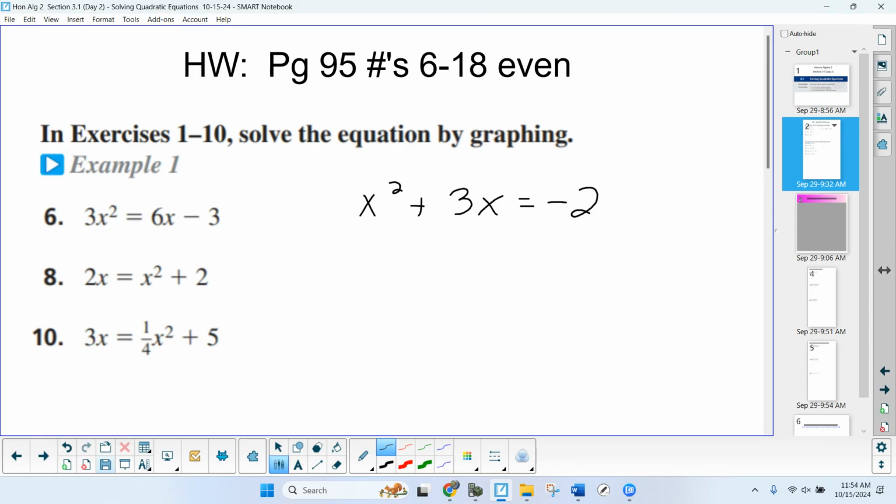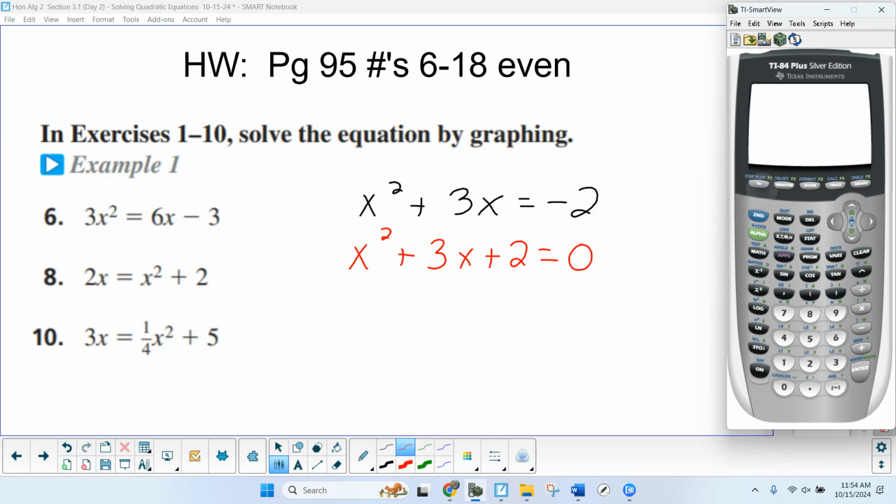So, what did you do first before you could put this in your graphing calculator, Kaden? Add 2, so you get x squared plus 3x plus 2 equals 0. So now you went to your graphing calculator, and in y equals, cleared out anything that you had in there. Make sure your plot is turned off, and then you just typed in what? X squared plus 3x plus 2.